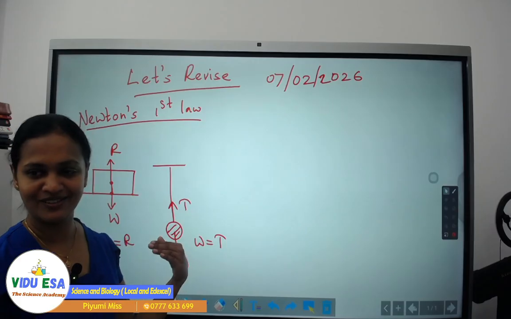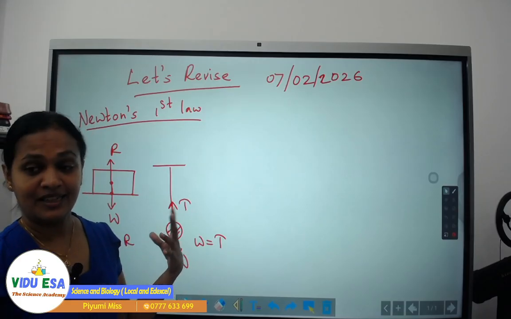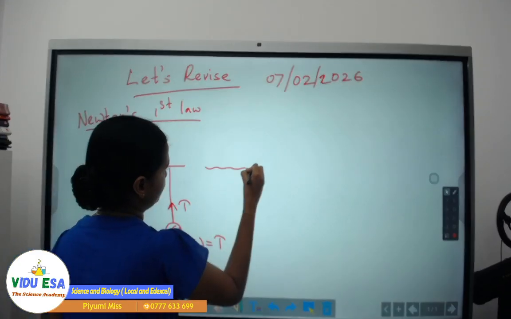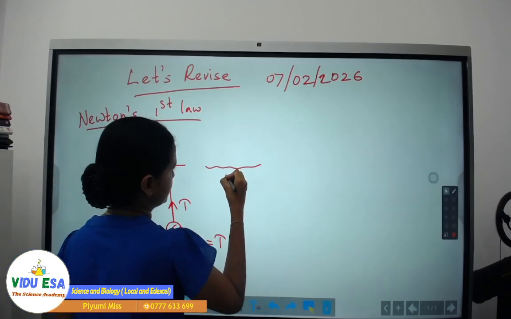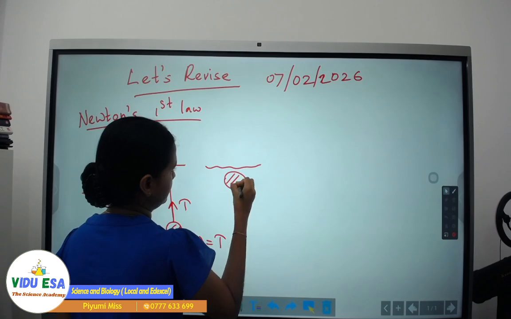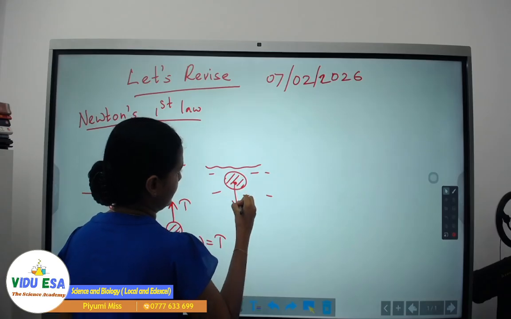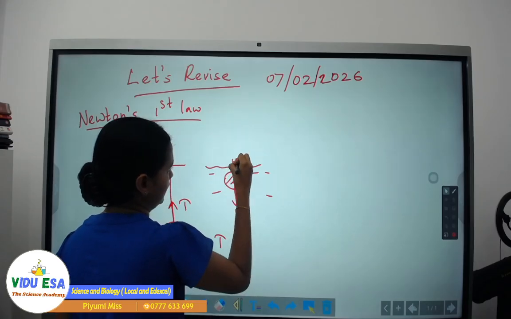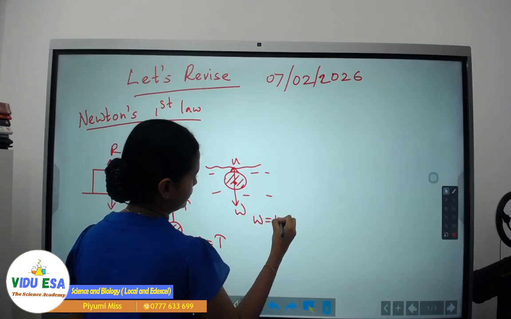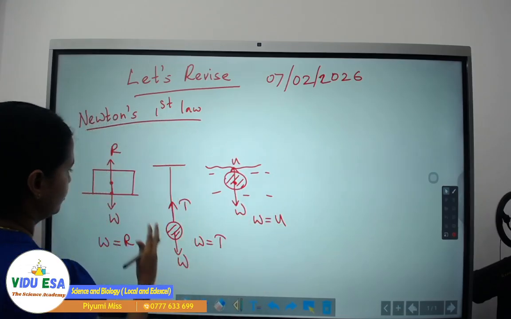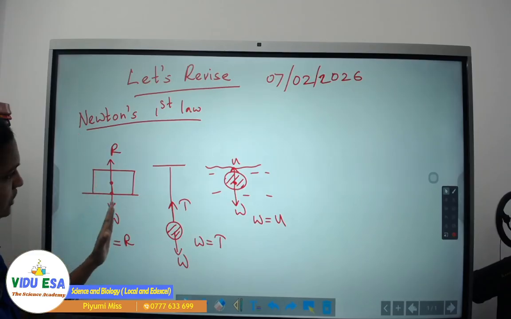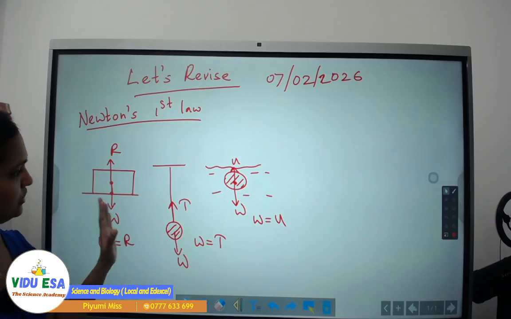Or an object which is floating, fully submerged or partially submerged and floating. The weight is acting downwards and the upthrust is acting upwards. So the weight is equal to the upthrust, and you know these are collinear forces. If you are asked to draw, you have to draw straight lines. Collinear. So the objects at rest remain at rest.